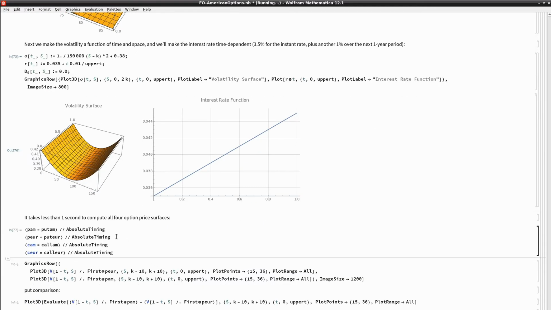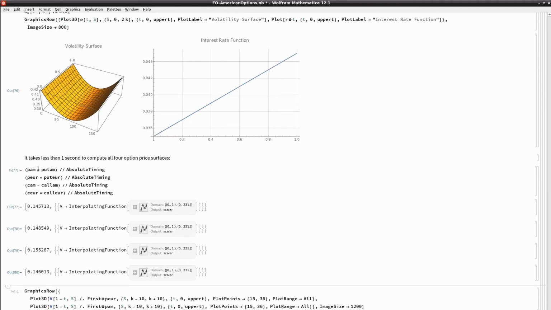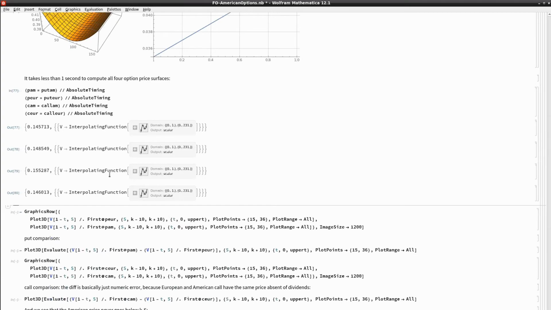So now it takes less than 1 second to compute all these 4 option price surfaces, right? Again, these are surfaces, not just single option prices. These are 4 option price surfaces. Each option price surface has infinitely many option prices that we can pull from it. So if you add these 4 times together, it's less than a second to compute all this.